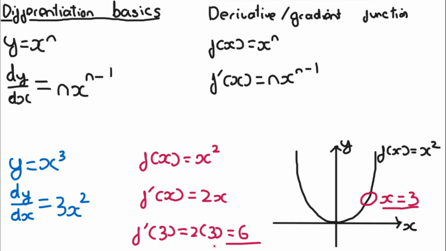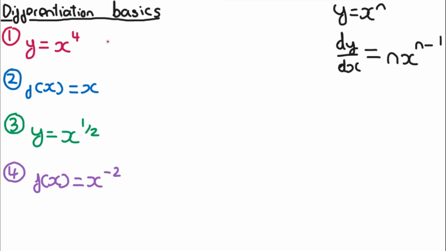And this is really useful because it can tell us the gradient at any value of x. The gradient when x is equal to 4, just plug it into this formula here, is equal to 8. The gradient when x is equal to 5 is equal to 10. So let's do some more examples.